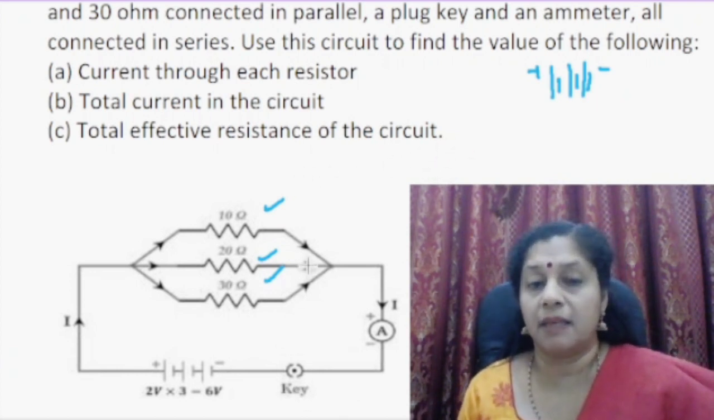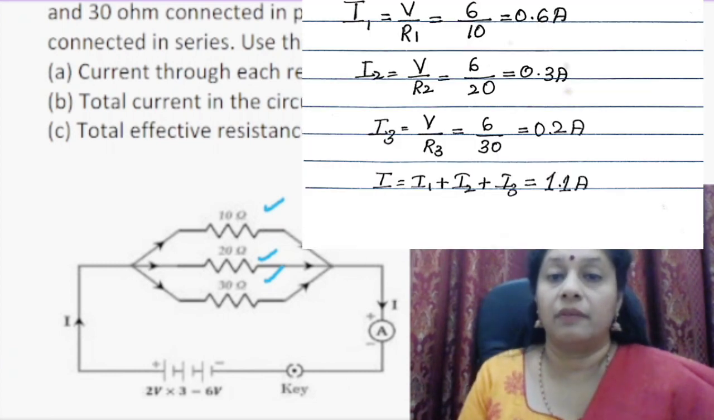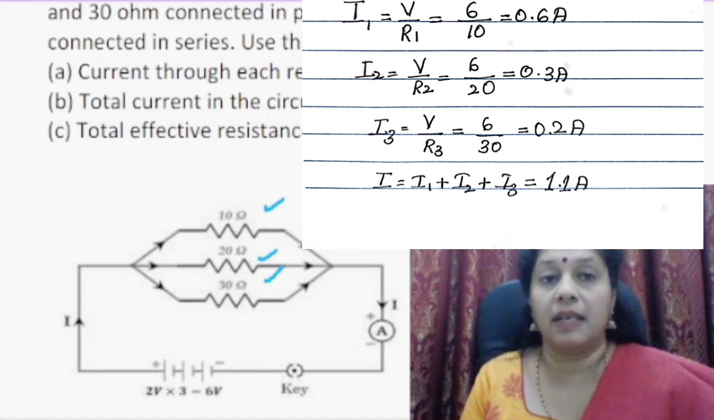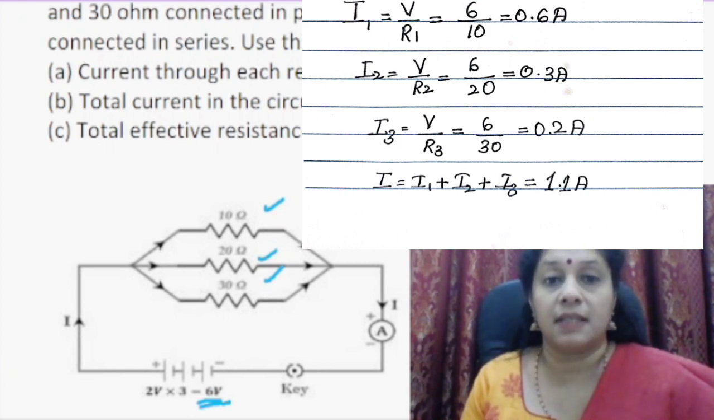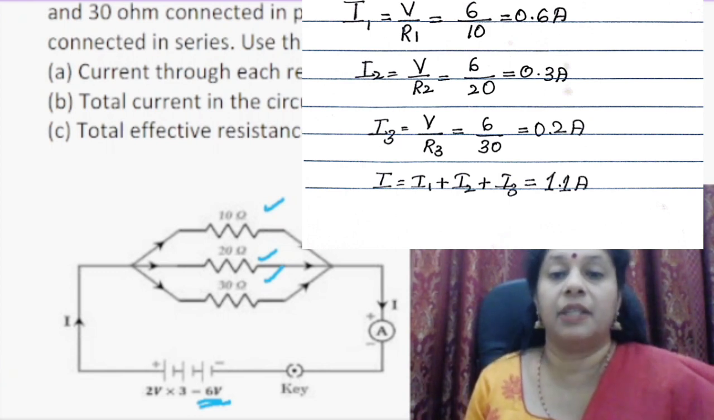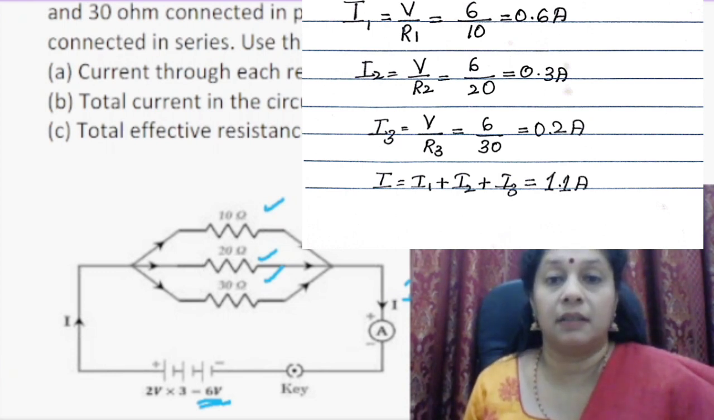I think we did the same problem already. I1 is equal to V by R1. V is constant, but here the potential difference is different. Only 6 volt is there. So we can say 6 by 10, that is 0.6 ampere. Second, I2 is equal to V by R2, that is 6 by 20, 0.3 ampere. Please write the unit without fail. I3 is equal to V by R3. What will you get? 6 by 30.